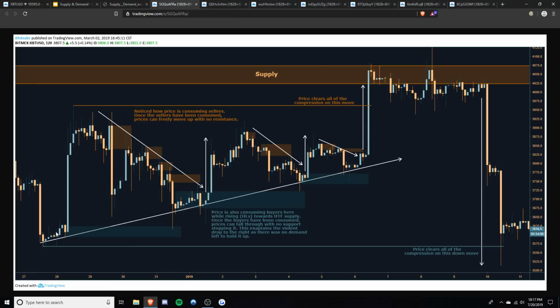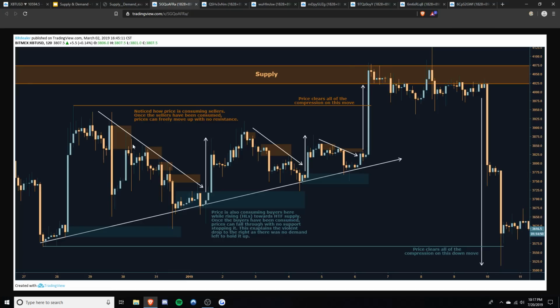So let's start off at the beginning. Here's the origin of a huge impulse move, breaks market structure. So this is a demand zone right here. And you can see on this retest, you want to be buying. And that's pretty much how it goes.